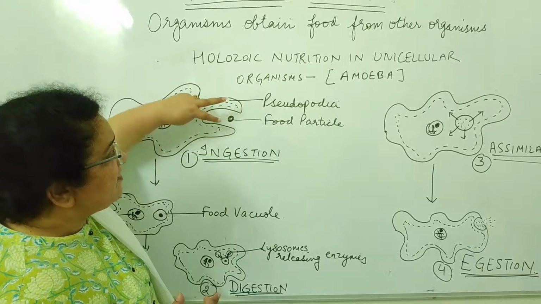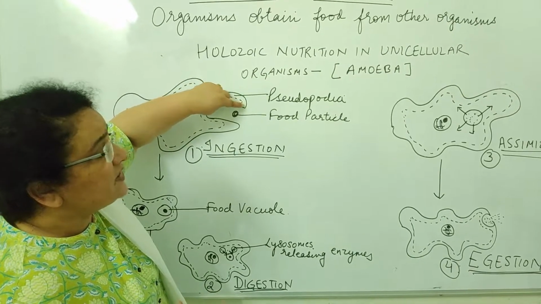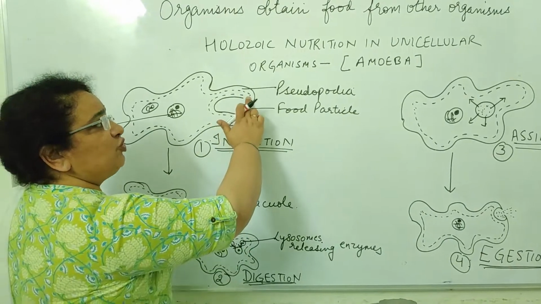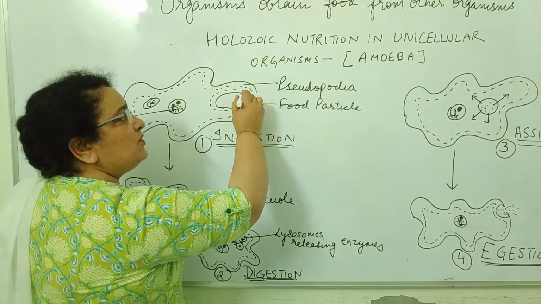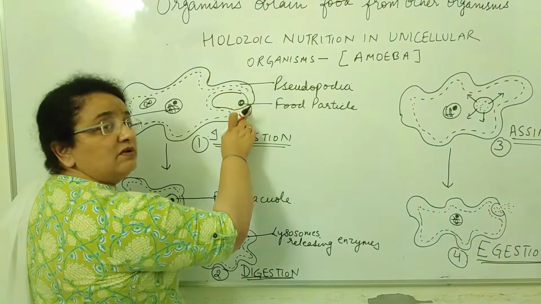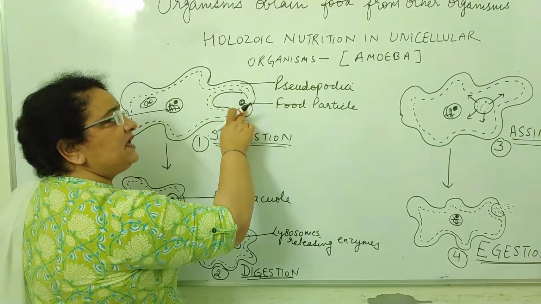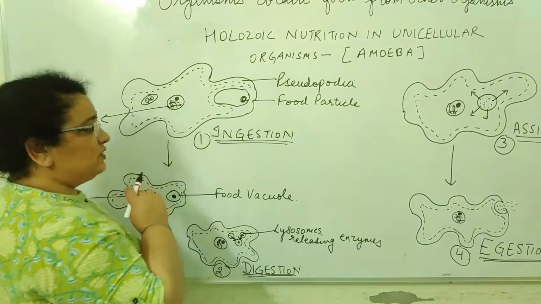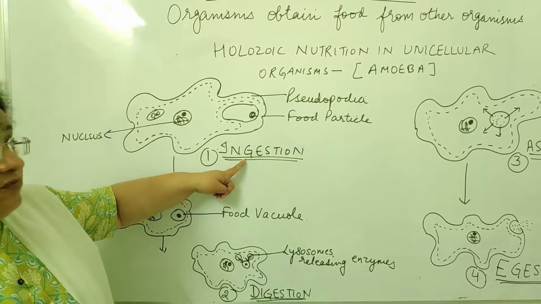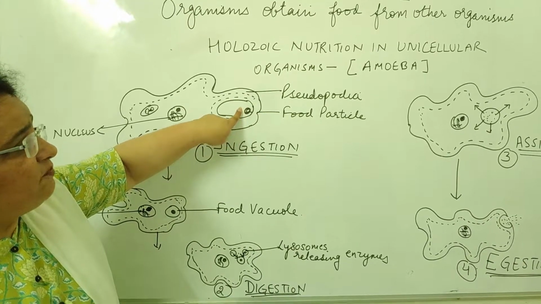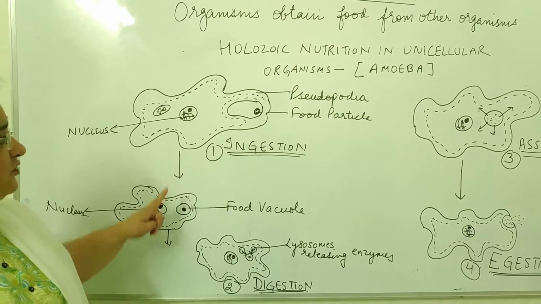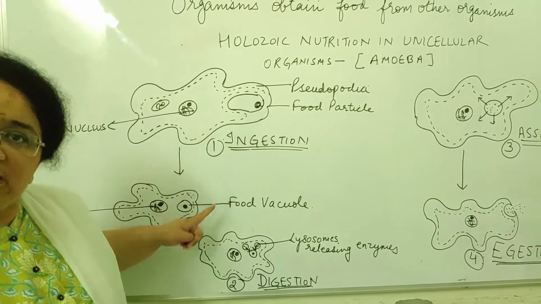What will happen when it engulfs the food? These 2 pseudopodia will come closer. I'll show it over here. They will come closer like this, and slowly this ball will be dissolved, and it will be taken inside as a food vacuole. So this is the ingestion, that is, intake of solid food. Now this food particle becomes the food vacuole over here. So these 2 steps show the ingestion.